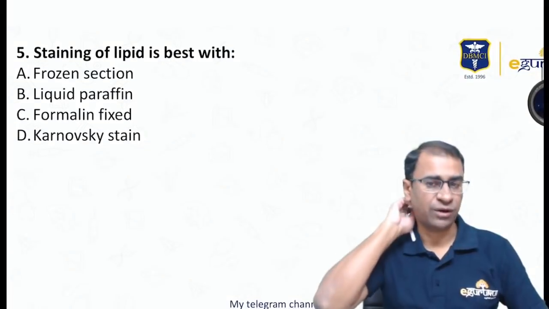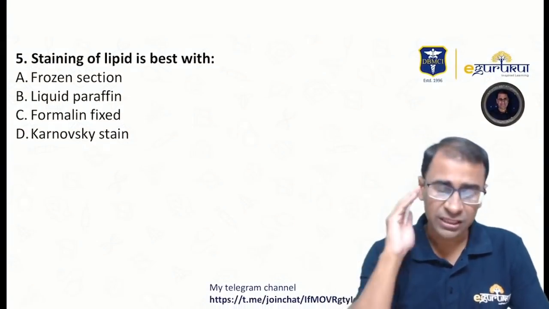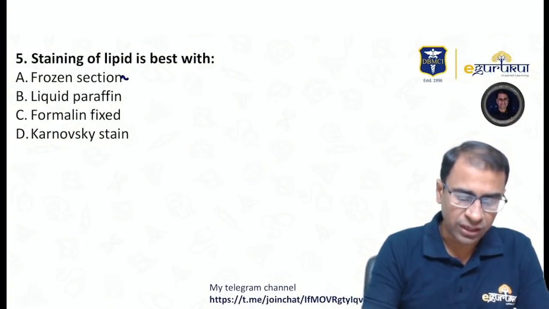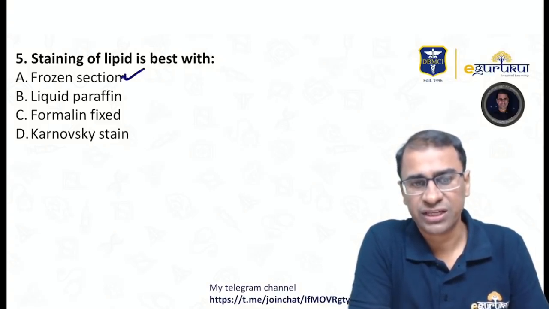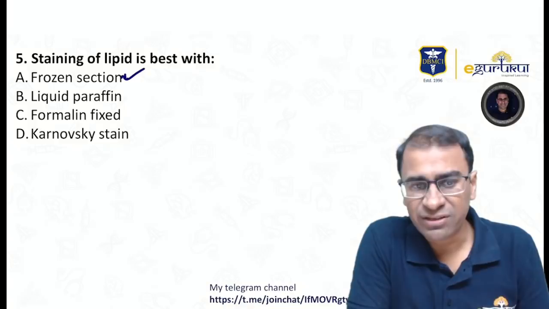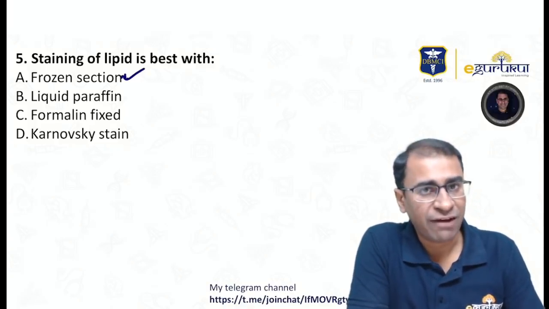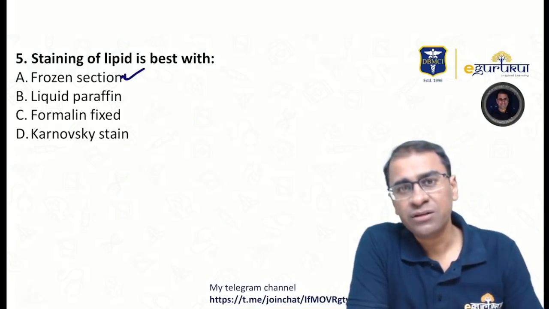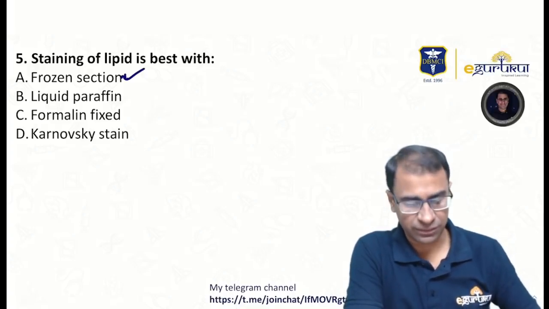Staining of the lipid is best with. Now, I hope you all have seen this question as repeating many a times. The fresh tissue is always stained by, actually, a lipid is frozen section. It's frozen section. Okay. So remember the paraffin sections and the formalin fixed sections, they all have what? They have alcohol, and the lipid will always be soluble with alcohol, hence can't be used, and therefore the answer is frozen section.